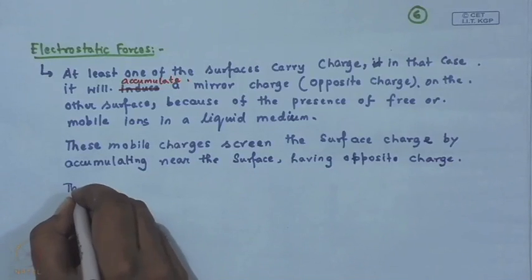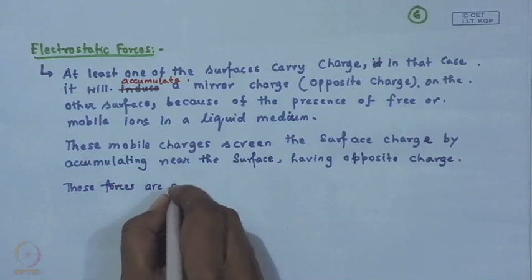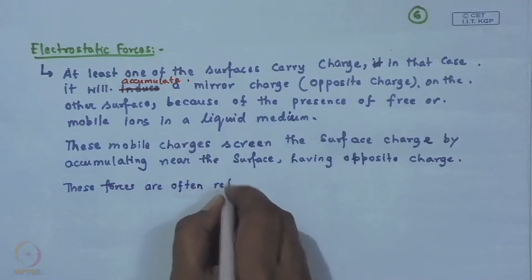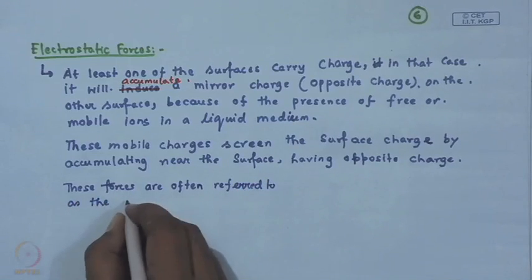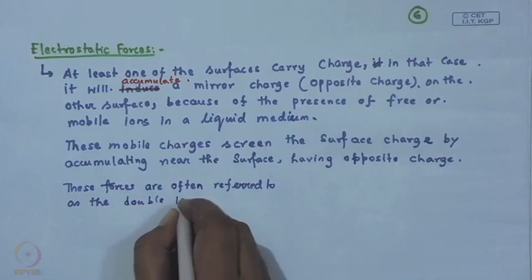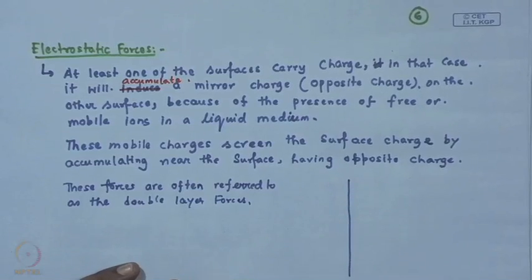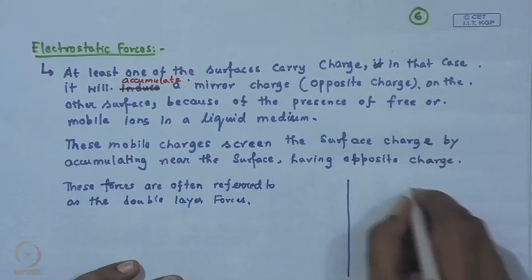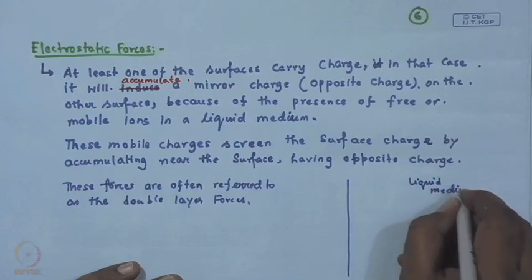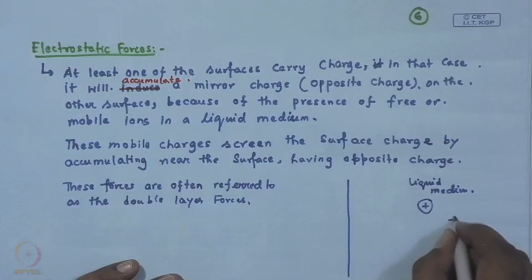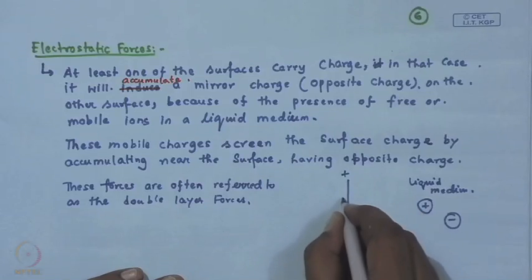These forces are often referred to as the double layer forces. So, what happens is, let us say you have a surface which is in contact with a liquid medium which has free ions. So, both positive and negative ions are there. Let us say the surface is positively charged.